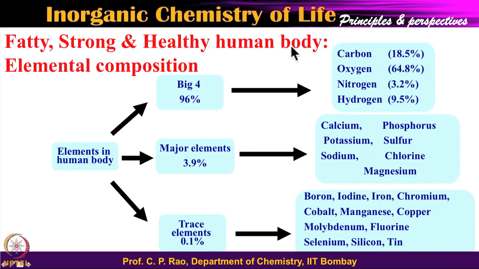As I mentioned in the previous slide, the carbon, oxygen, nitrogen, hydrogen are present in 18.5% carbon, 64.8% oxygen, 3.2% of nitrogen and 9.5% of hydrogen. So, these are the major elements. If we add them together, you will get 96. Big 4, the 4 is 4 elements. The big 4 is because the whole body composition, the whole body weight is dictated by the big 4.